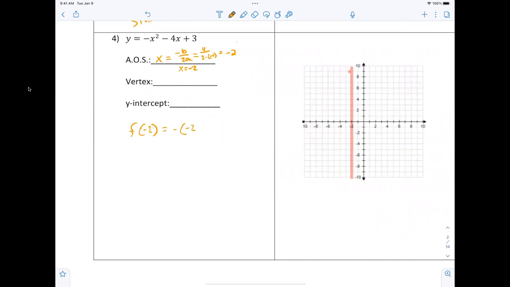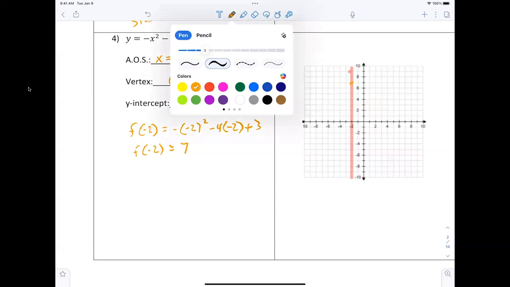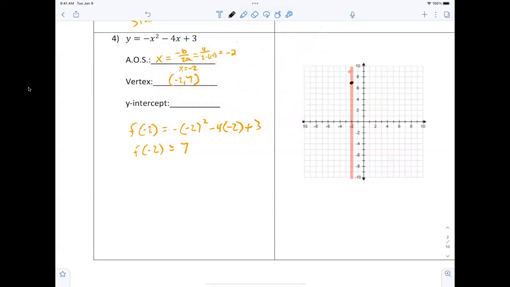So it's negative parentheses -2 squared minus 4 times -2 plus 3. So f of -2, we can do this with mental math. -4 plus 8 is 4, plus 3 is 7. Did anybody else get -2, 7? Now remember, the vertex is always on the axis of symmetry. So I'm going -2 and then I go up to 7. Everybody agree with that? -2, 7, plot a point.